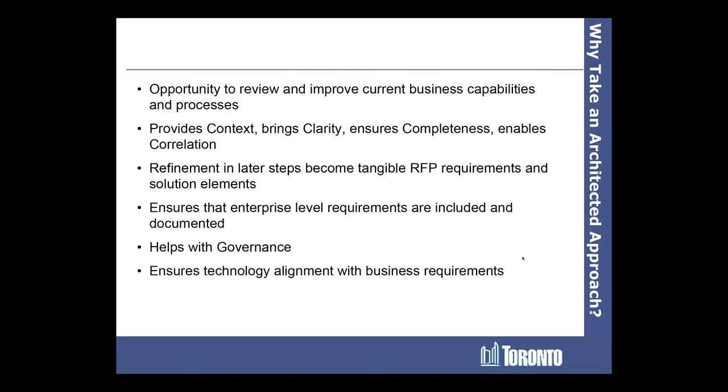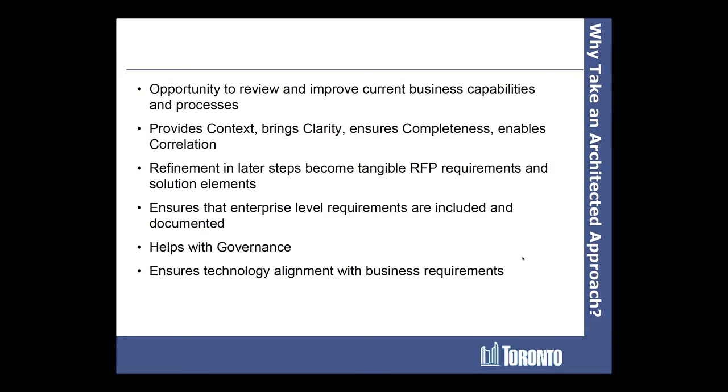So why take an architected approach? This is what we're more or less telling our clients when we get engaged in certain business activities, what the benefits are of taking such an approach, keeping in mind the three main goals from the previous slide. The first one is to review and improve current business capabilities and processes. So it's a bit of a transformation type concept where we're taking an architected approach to highlight those opportunities, review them, show improvements and re-engineering type process activities, and put them into a capability model.